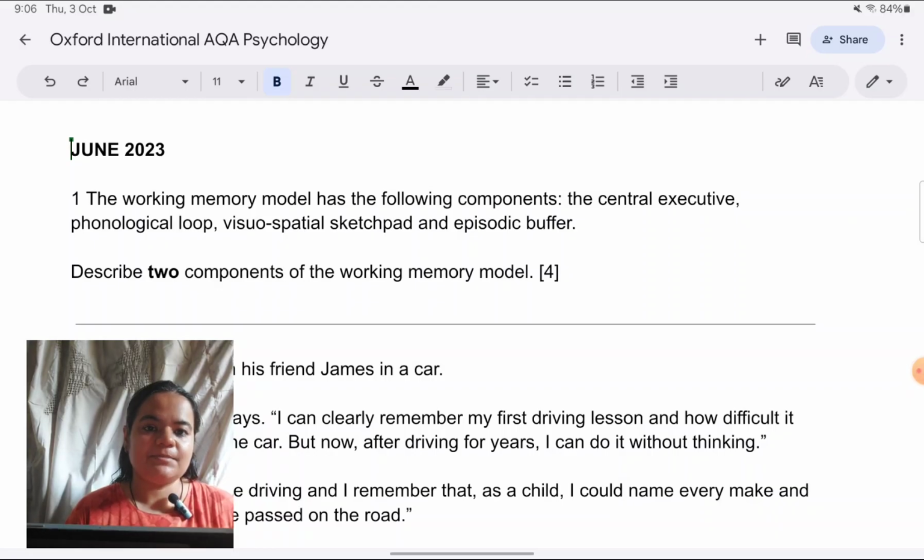In today's class, we will learn how to answer some questions from paper 1 of Oxford International AQA Psychology. I want to keep this video fairly brief, so I will not explain all the topics to you. Rather, my focus will be on answer writing: how we should understand the questions, and how we should write the answers. That is what I will be explaining throughout the video.